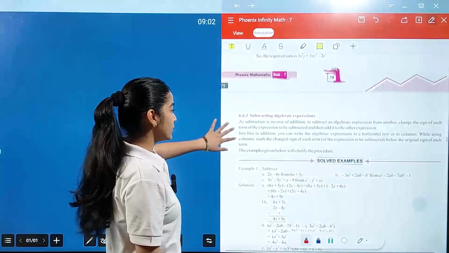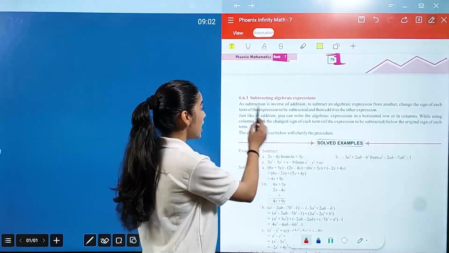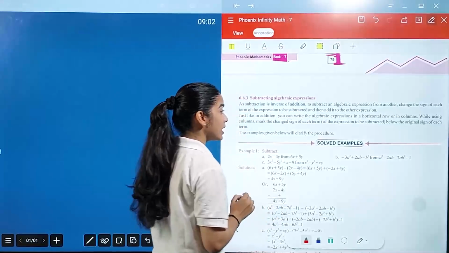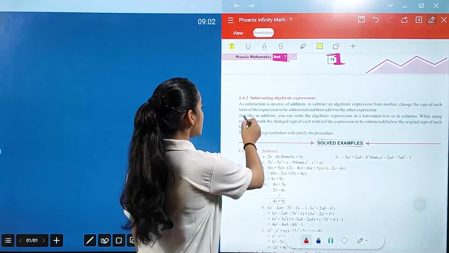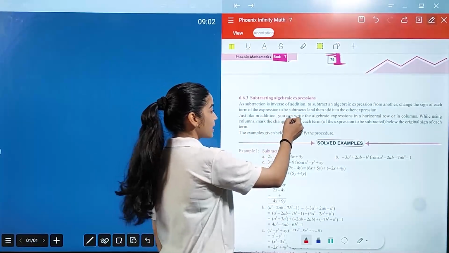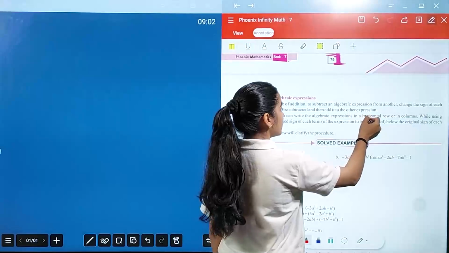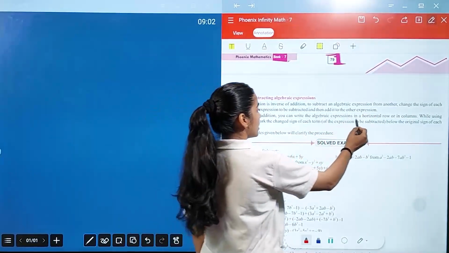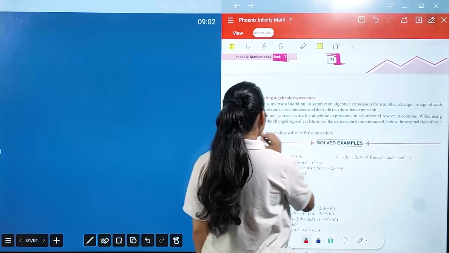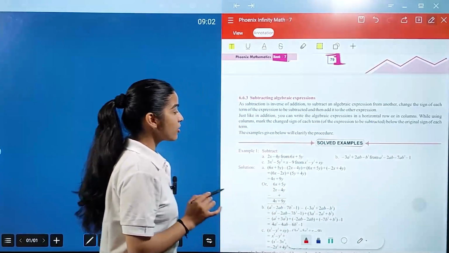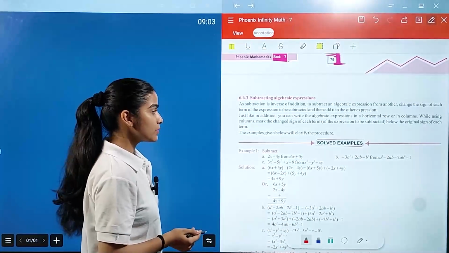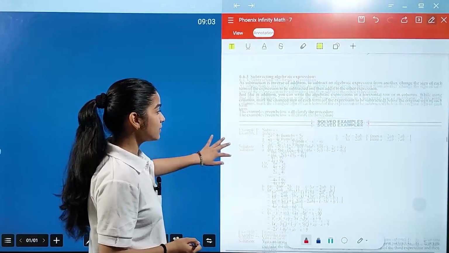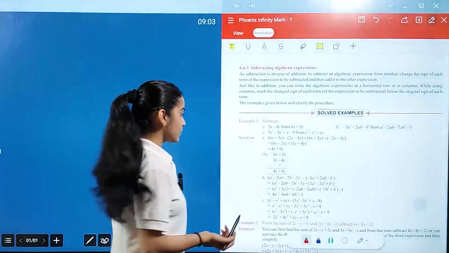Now we move forward with subtracting algebraic expressions. As subtraction is the inverse of addition, to subtract an algebraic expression from another, change the sign of each term of the expression to be subtracted and then add it to the other expression. Just like in addition, you can write the algebraic expressions in a horizontal row or in columns. While using columns, mark the changed sign of each term of the expression to be subtracted below the original sign of each term. The examples given below will clarify the procedure for you.